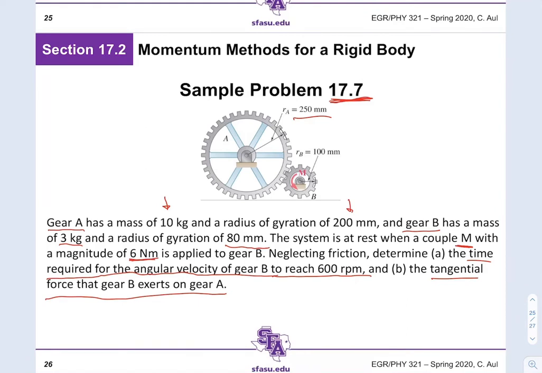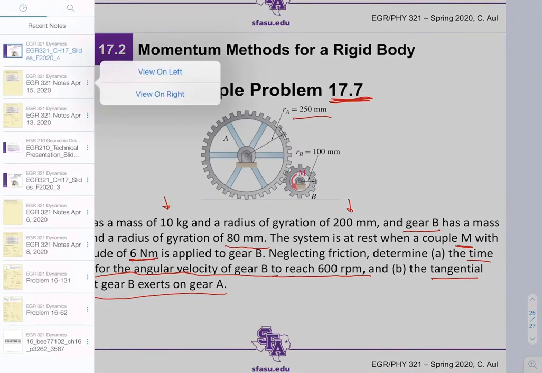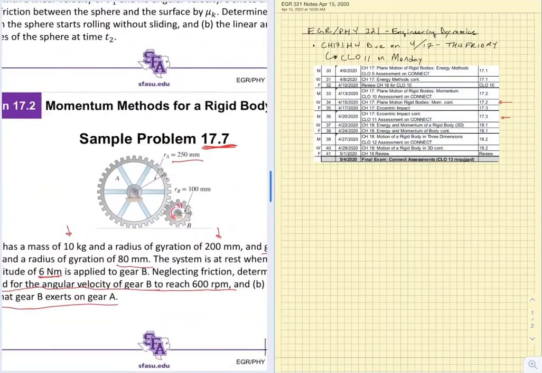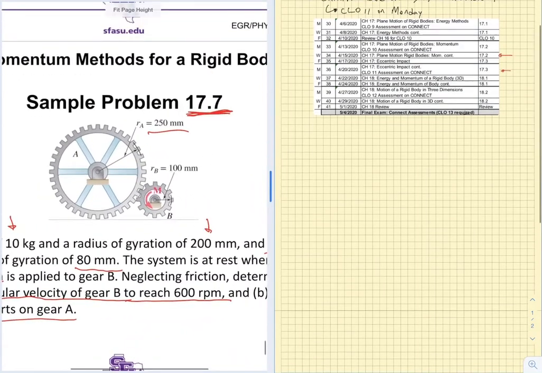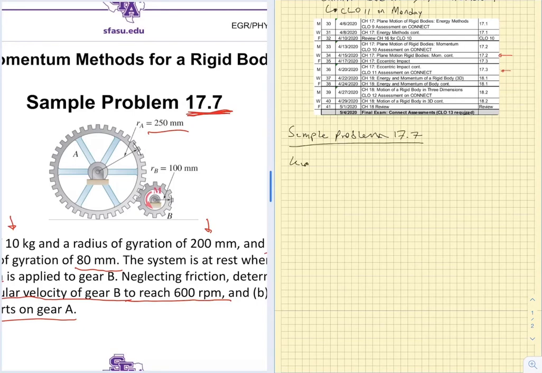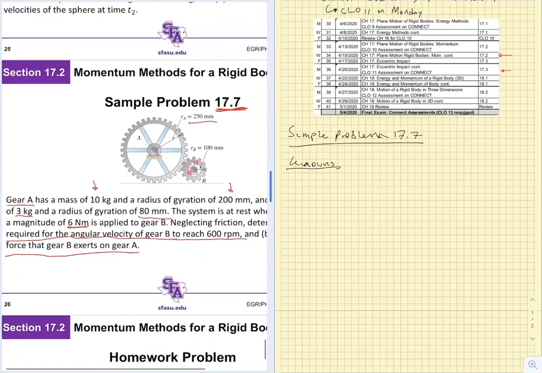We are also to determine the tangential force that occurs between B and A. That tells us this is an internal force; the external moment that's applied is M. Since we're trying to find the force in between them, we're going to have to use the impulse momentum method and analyze each gear separately. That would be the best way to solve this type of problem. So let's look at our notes here and start writing down what we have for our sample problem.